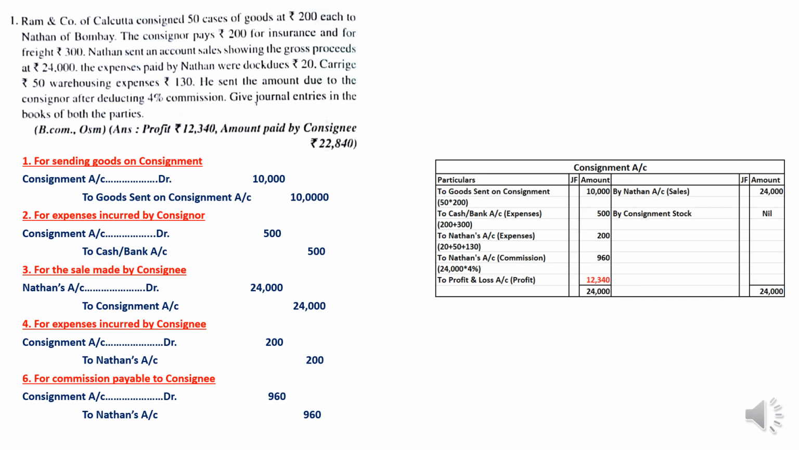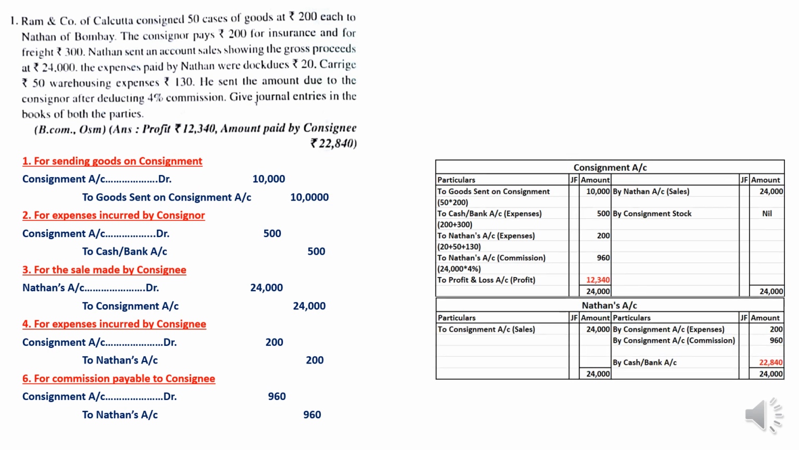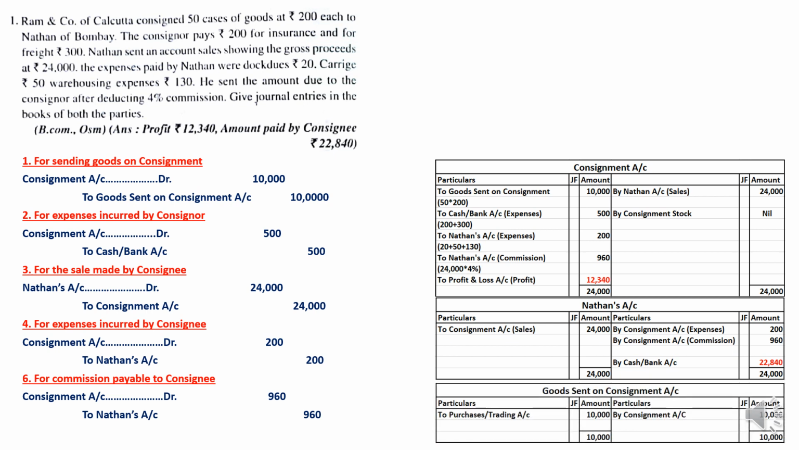Next, we are required to prepare consignment account, Nathan account and goods sent on consignment account. Since we are asked to write the journal entries, I have already prepared the consignment account. You can see here I have debited goods sent on consignment account in the consignment account and credited in the goods sent on consignment account.